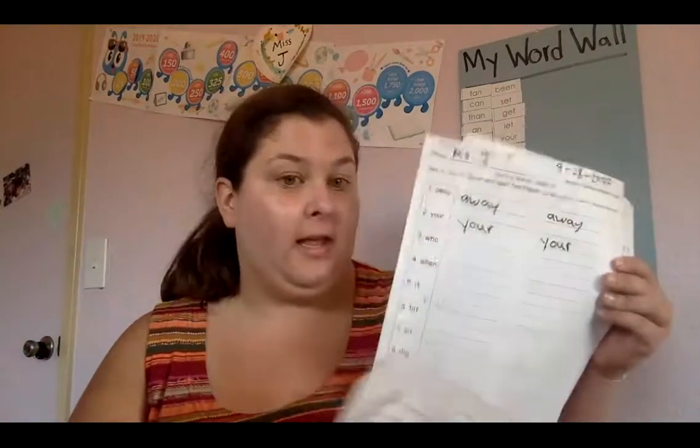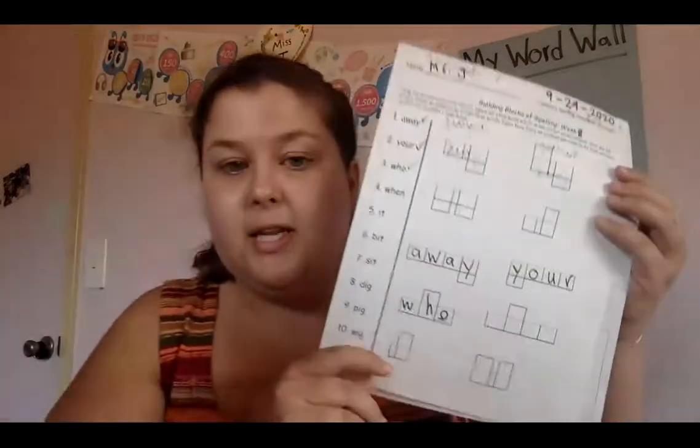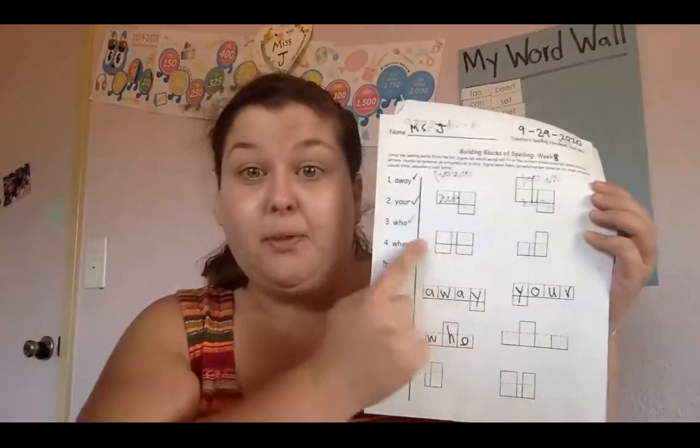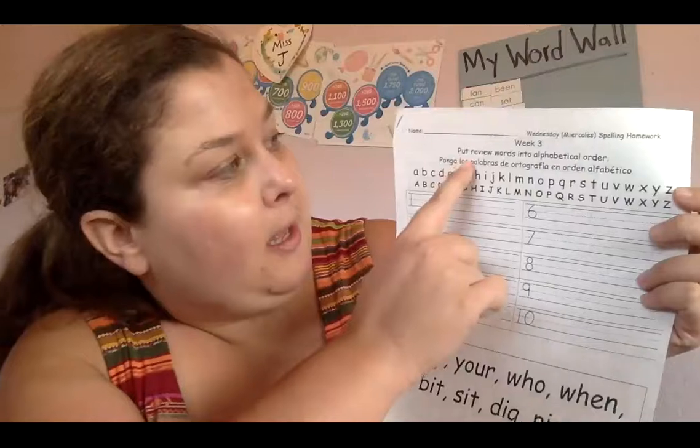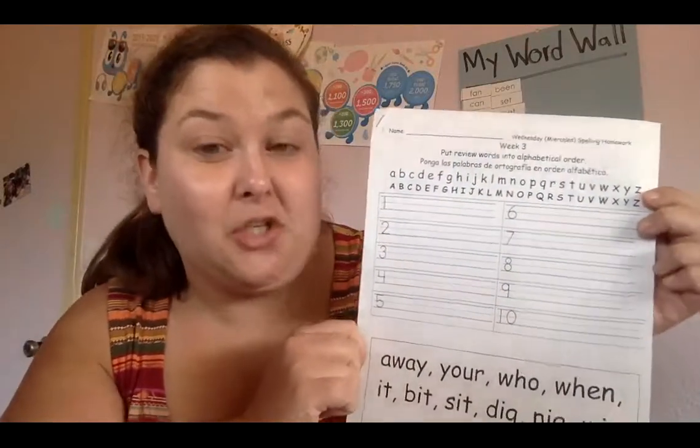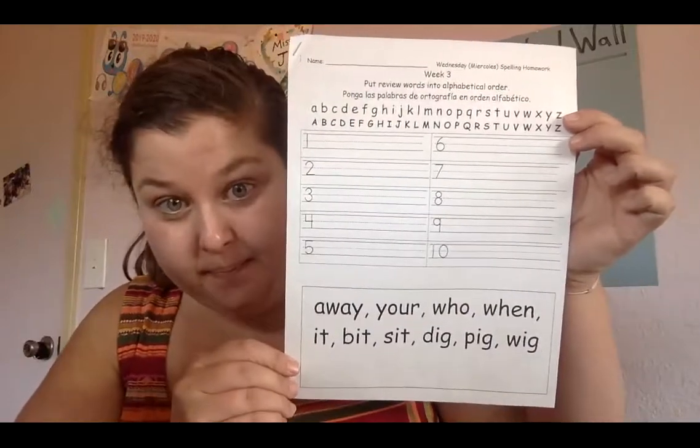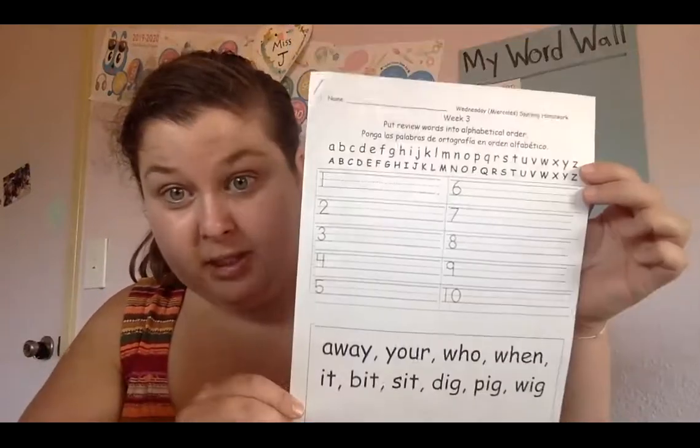We just finished the page you did yesterday, and the page you did today where you filled out the blocks. Now I want you to go to the next page that says put review words into alphabetical order. It says Wednesday, but we're going to do it today on Tuesday. So you're doing 2 pages of spelling on Tuesday. Okay, so this is the page that we're doing. Please go ahead and find that.